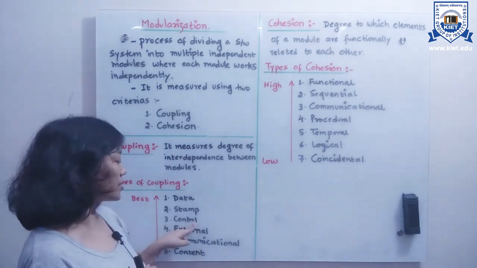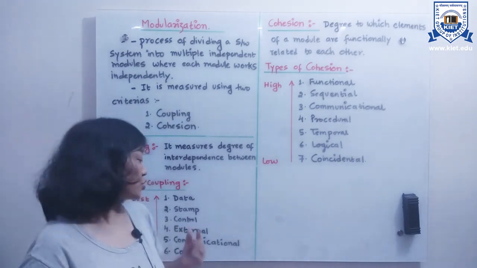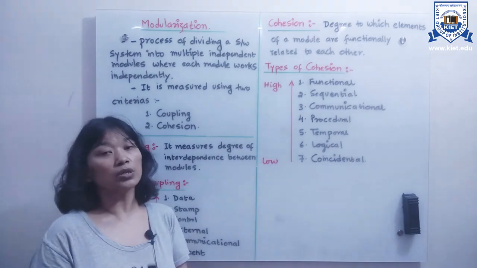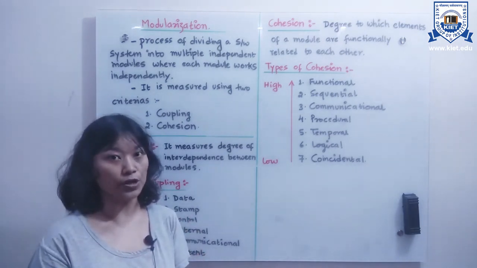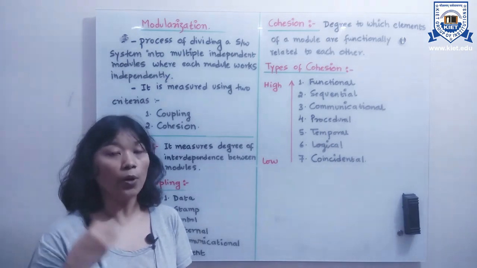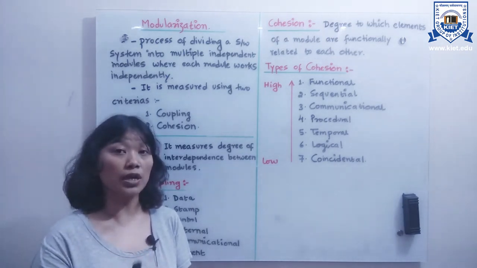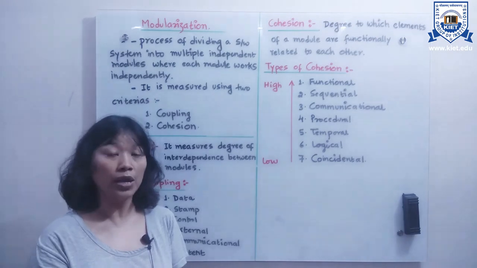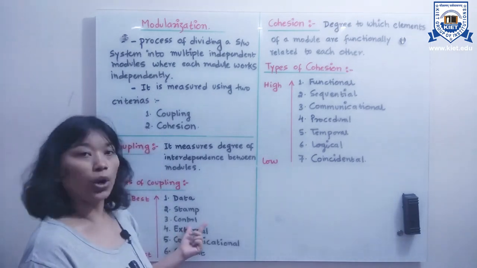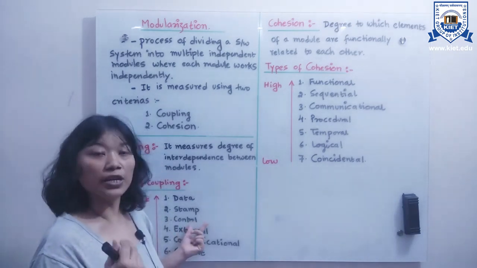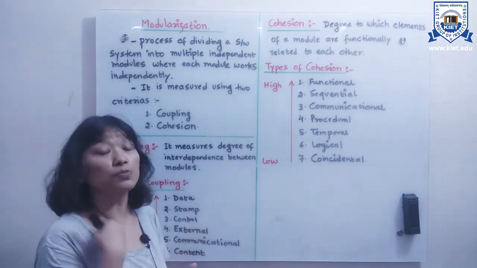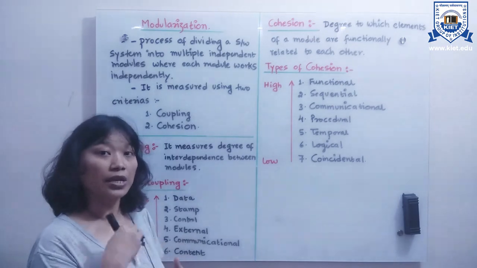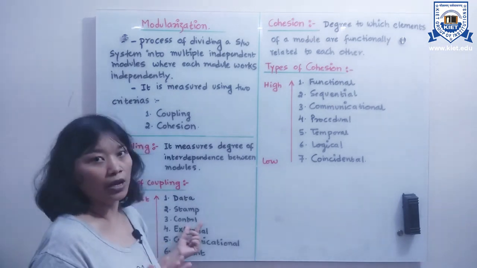The third one is control coupling. Control coupling is all about communication between the modules by passing control information. That means one module controlling the flow of another module is called control coupling. For example, if a module sets a flag which is used by another module, in such a case control coupling will occur.